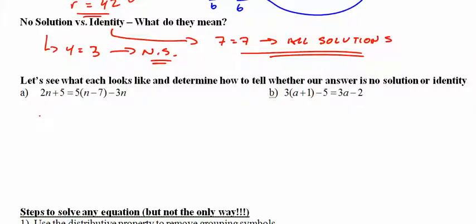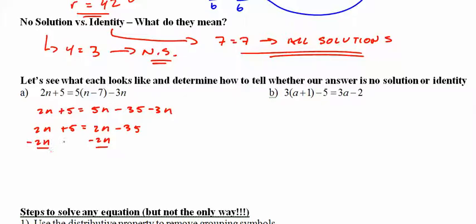So here we go. 2n plus 5 equals, I'm going to distribute this away, 5n minus 35 minus 3n. I'm going to combine like terms on each side. 5n minus 3n is 2n minus 35. I'm going to subtract 2n from both sides. I'm going to subtract 5 from both sides. And this actually cancels, so I get 0 equals negative 40. No solution.